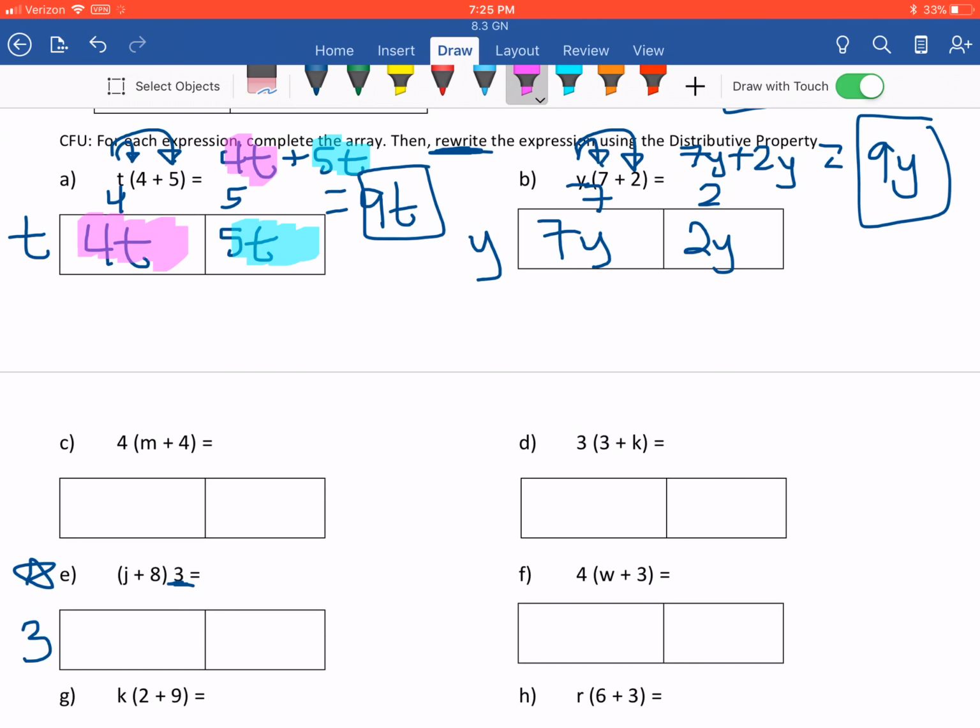And again, I can check. My first expression is 7y, and then my second one is 2y. So when I put them together, it makes 9.